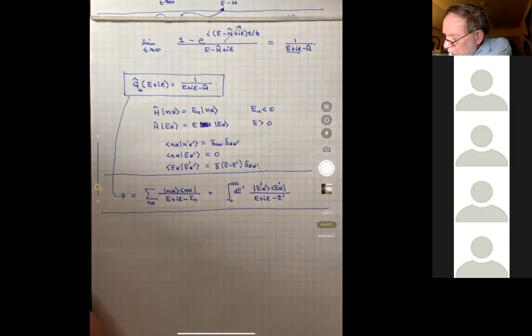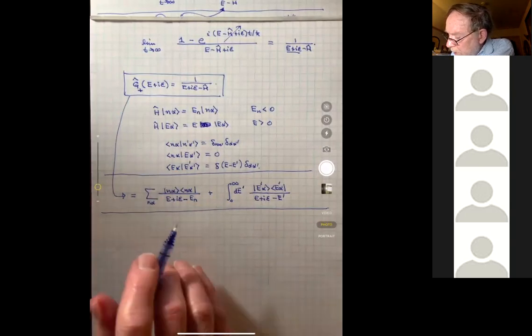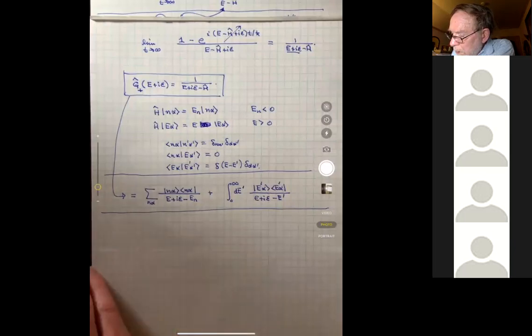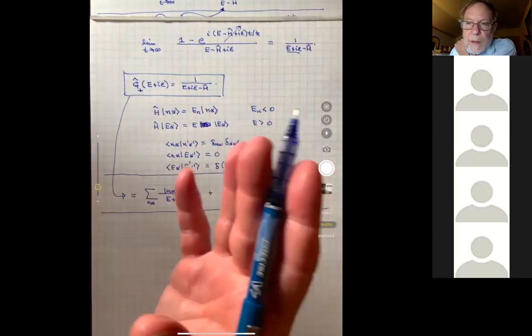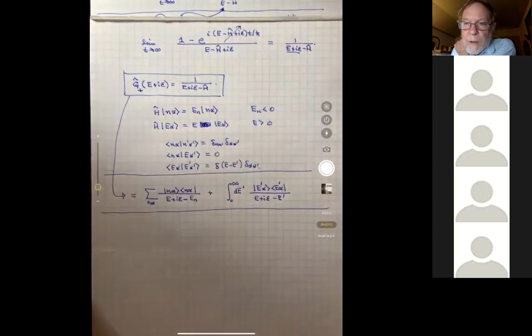Okay, so the formula is well defined if epsilon is non-zero. Now, so far, I haven't proved anything. I haven't proved that this G in the limit that epsilon goes to zero is a Green's operator. I need to do that.